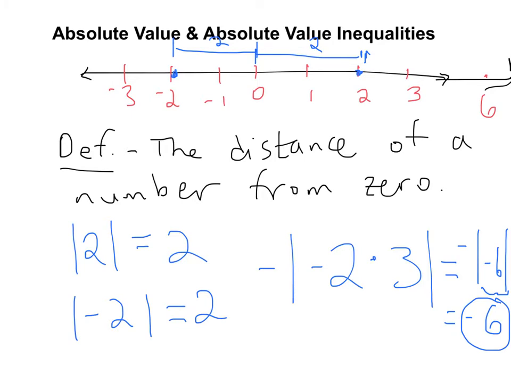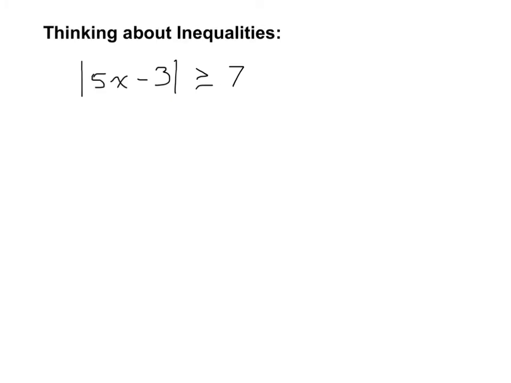So that's our definition of absolute value, and that's how you can handle dealing with those absolute value bars. Let's look at absolute value inequalities, or inequalities involving absolute value. So you might see something like this, or conversely, you might see something like the absolute value of 5x minus 3 is less than 7. So how can we handle these type of things?